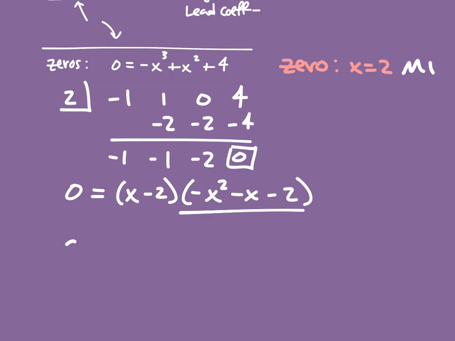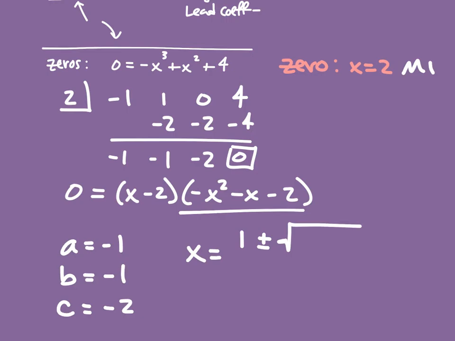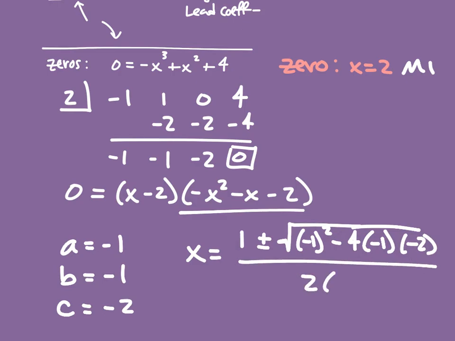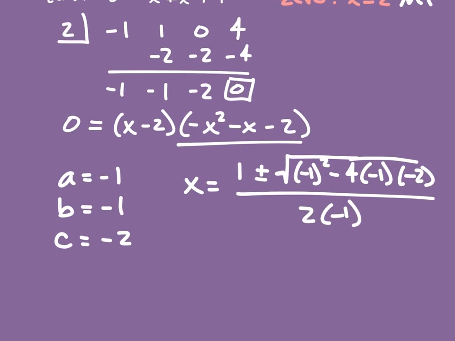But let's go ahead and solve that using the quadratic formula. And so from here, my a value is negative 1, b value is negative 1, c value is negative 2. So let's plug that in. Let's see what kind of solutions we get from this. We're going to go opposite b, so 1 plus or minus the square root of negative 1 squared minus 4 times a, which is negative 1, times c, which is negative 2, and that's all going to be over 2 times negative 1.